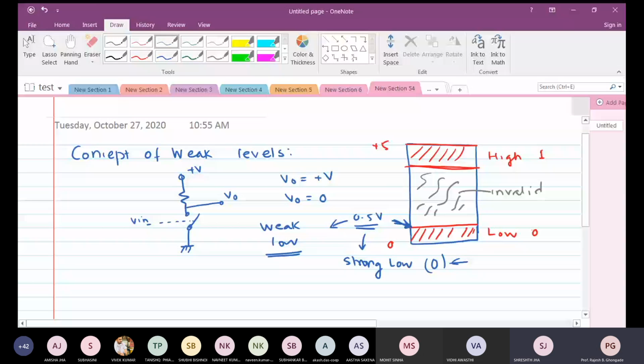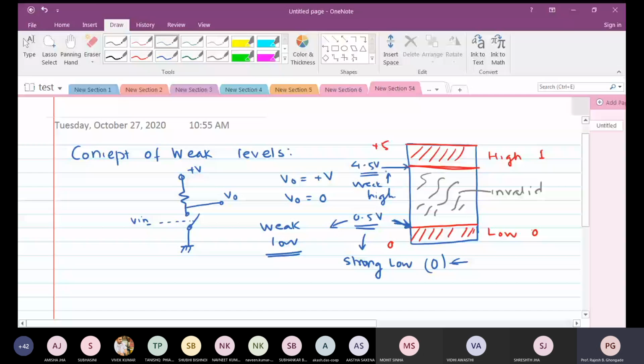At the same time, if the value at the output is suppose 4.5 volts, which is again on the boundary over here, this value I will call as weak high. Is that fine? Have you understood the concept?